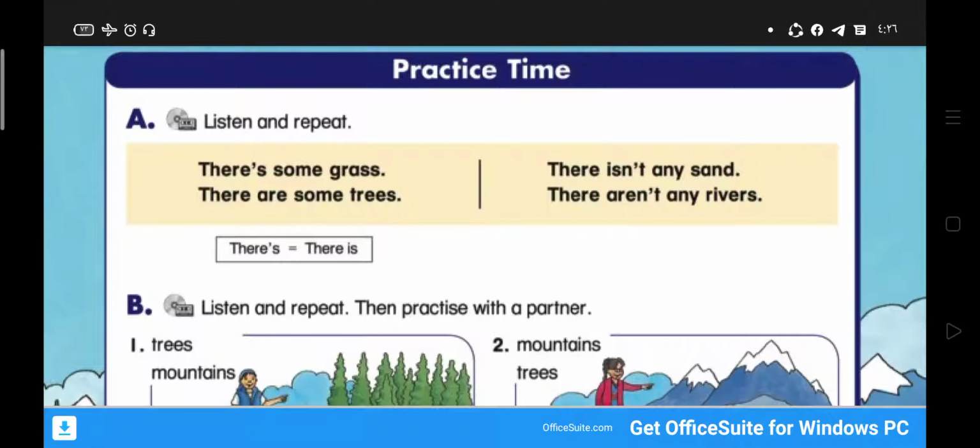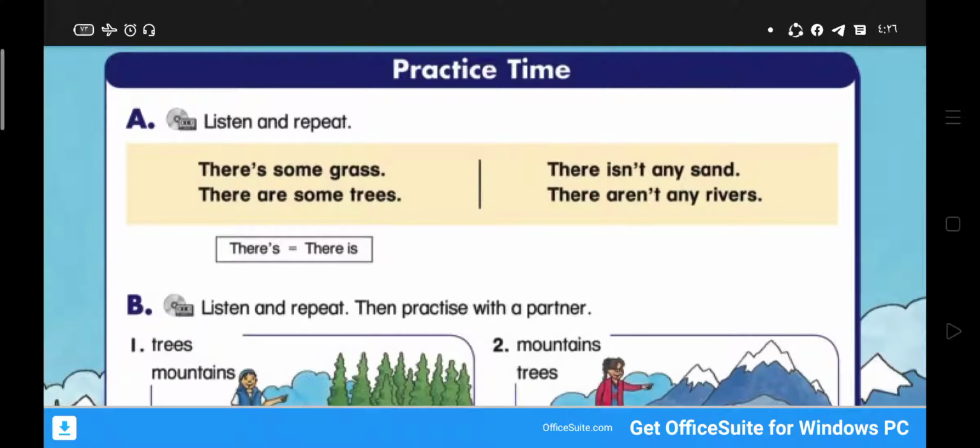Let's remember that the word grass is an uncountable noun, so we use there is. Here, there is is used with singular and uncountable nouns. Like to say, there is a boy. There is some snow. There is some sand. There is a cat. And there are used with plural nouns.